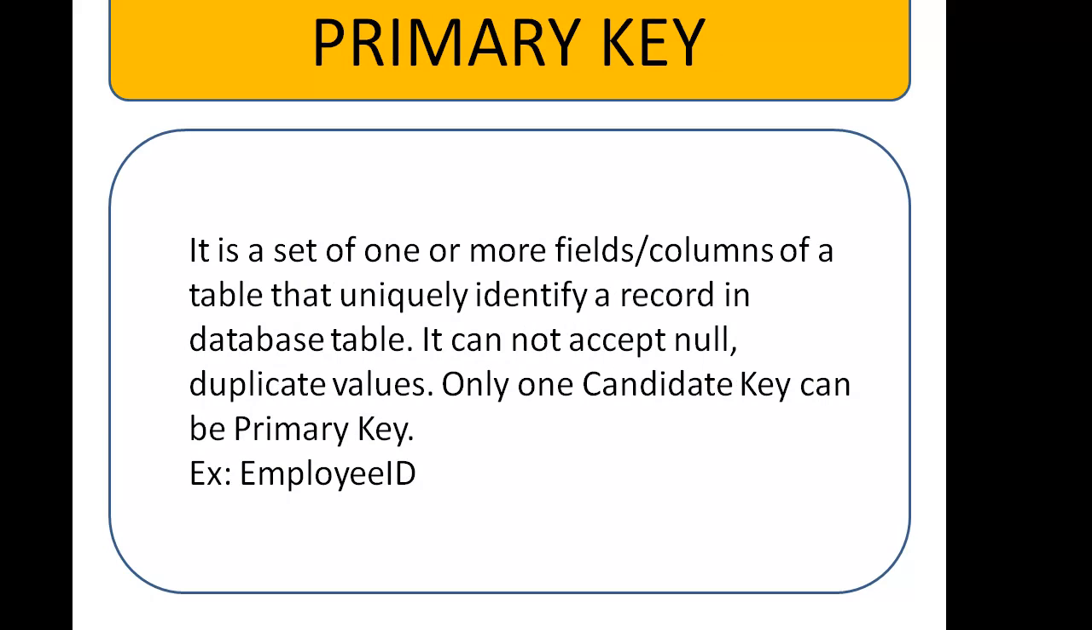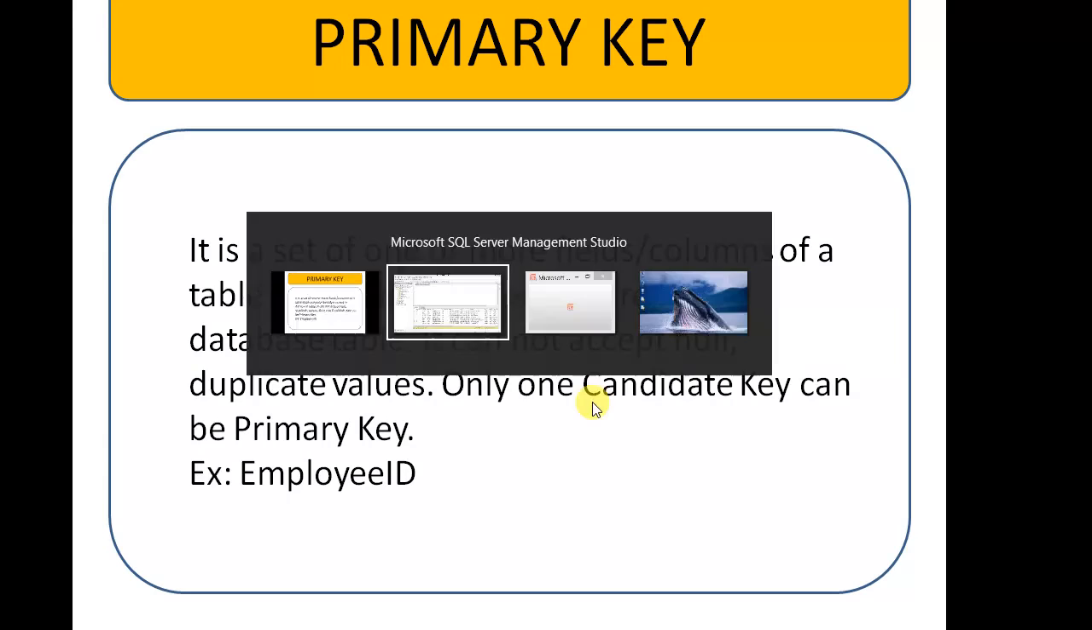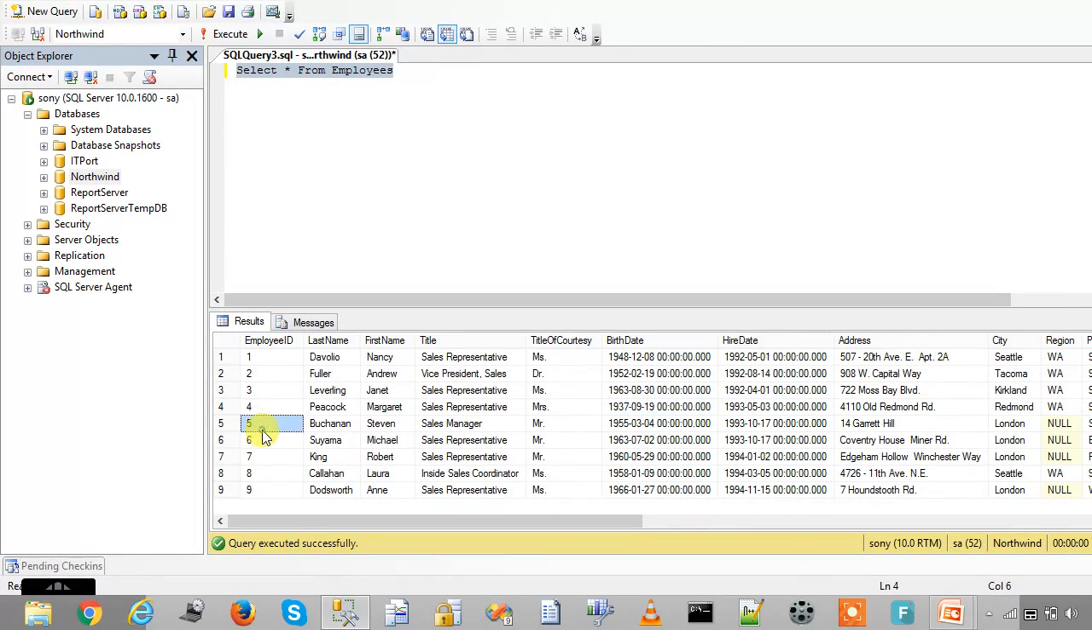Next one is primary key. A primary key is a set of one or more fields of a table that uniquely identify a record in a database table. It cannot accept null and duplicate values. Only one candidate key can become the primary key. Only one primary key can be created for one table. It is automatically marked as a clustered index. One of the candidate keys can be a primary key. Here, employee ID is a primary key.